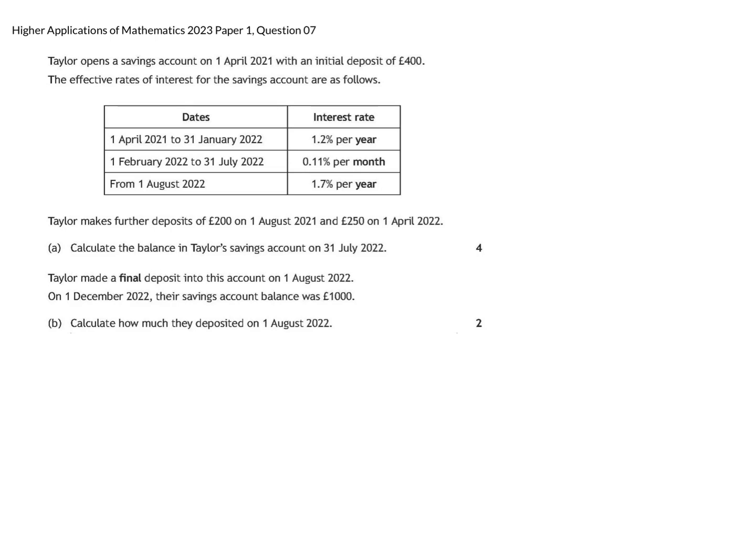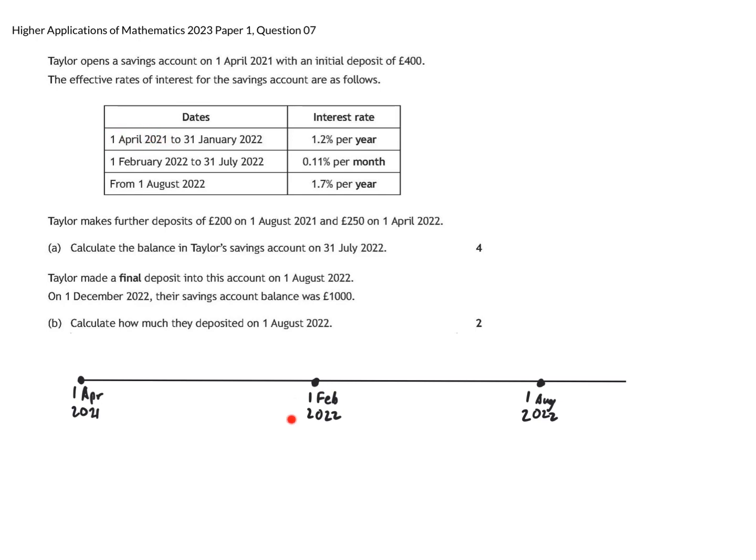The best way to do this is to put a timeline together. So I've put in the important dates in terms of interest. I've got the 1st of April 2021, which is when our question starts, and the date for our first interest rate. I've got the 1st of February, which is the date our second interest rate starts from. I've got the 1st of August, which is where our third interest rate starts from.